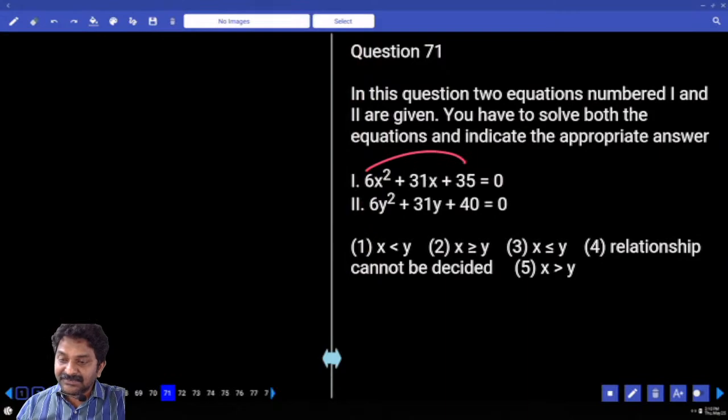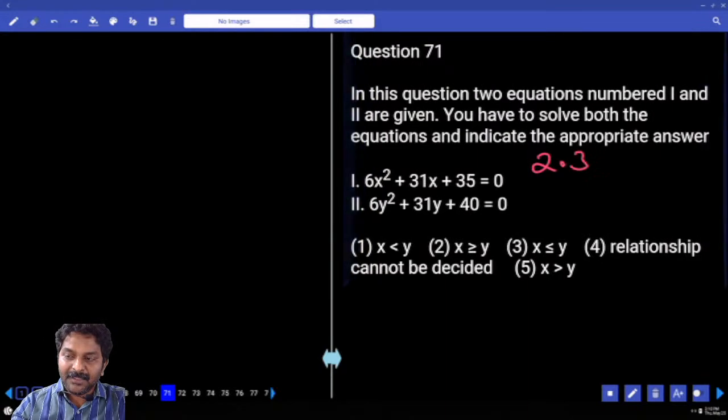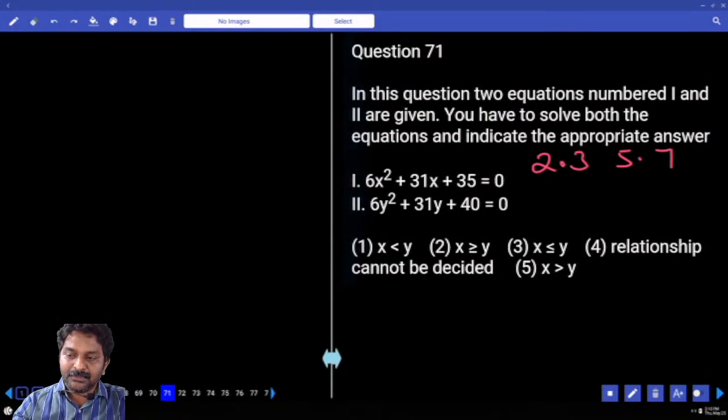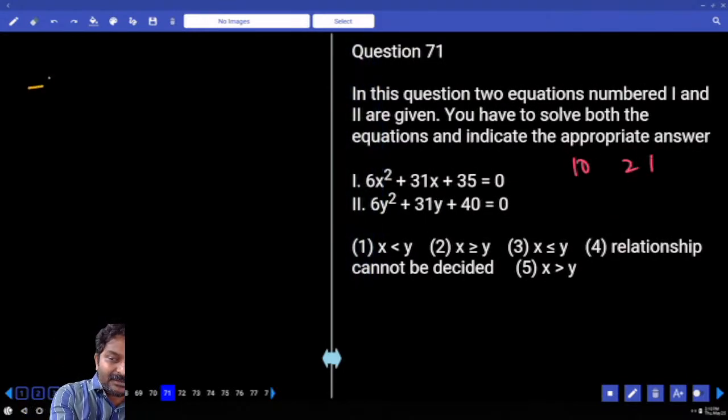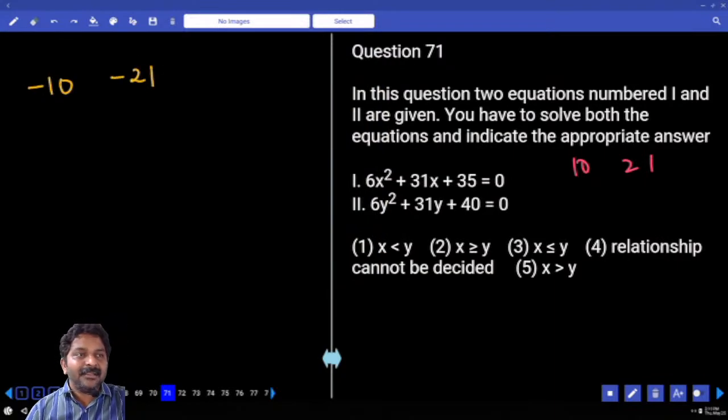'635. 6 we can write it as 2 into 3. 35 can be written as 5 into 7. So 2 into 5, 3 into 7. So that is 10 and 21 is the combination. Factors are minus 10, minus 21 divided by, not required, right? Because even for the y square equation also the coefficient is 6. You don't have to bother about it.